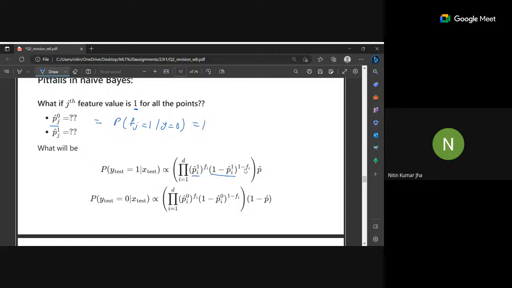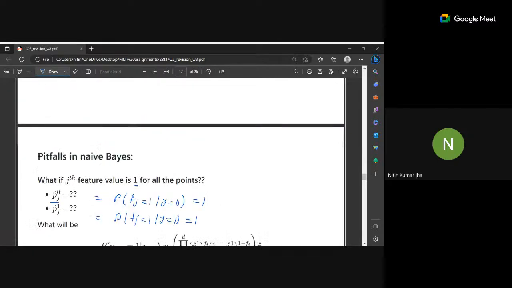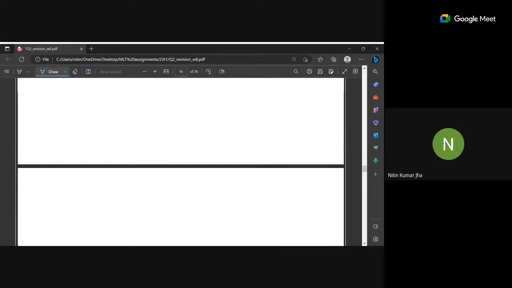And what is this probability? It is also 1. This is the jth feature taking value 1 given that y equal to 1, right? So it's again 1. Now, any data point comes where the jth feature value is 0. Let's say the jth feature here, I'm taking, let's say if I can find an example in this particular.